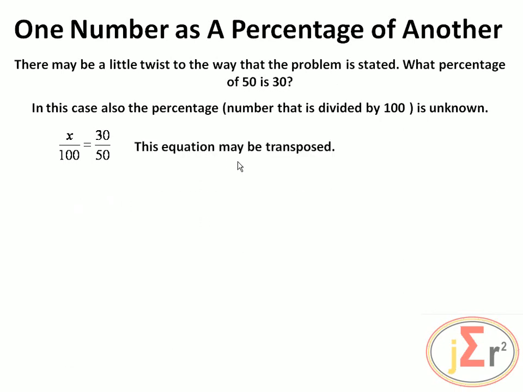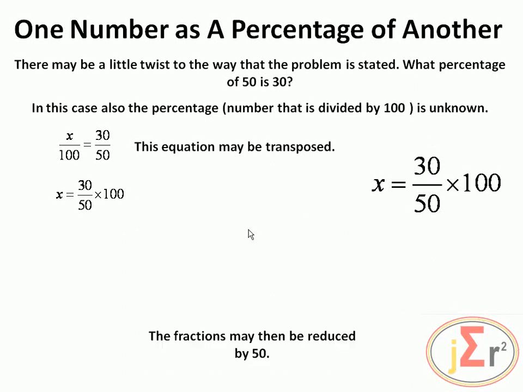This equation may be transposed as usual, multiplying by 100 on the other side, and this is what we get. And this is how we usually solve a problem like that. Just write 30 over 50 multiplied by 100. That is the way that we generally solve the problems when we have them given to us like that. But I'm just demonstrating with these fundamentals how this expression is arrived at.